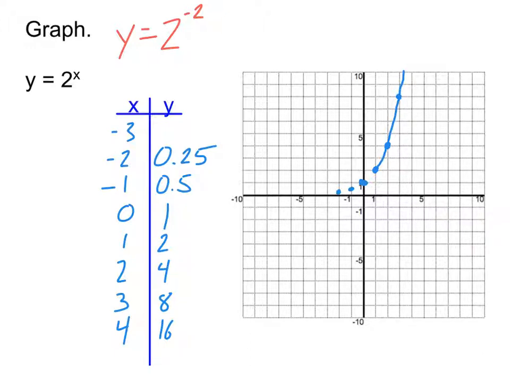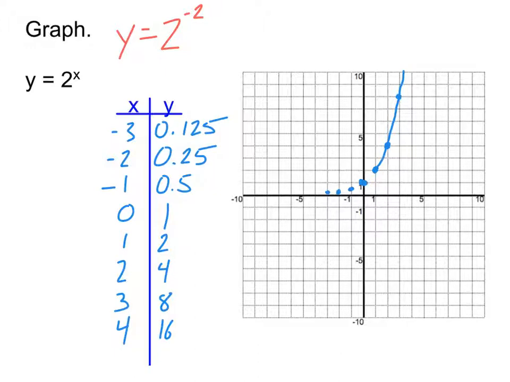I could do the same thing with -3. That would give us 0.125. So let's plot that point. I go to -3 and then up just 0.125, up even less. And that's less than a penny.